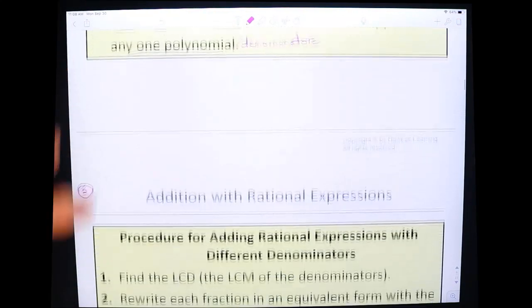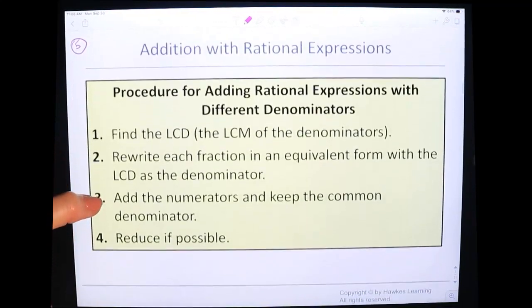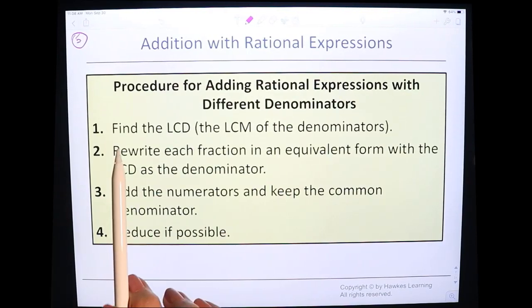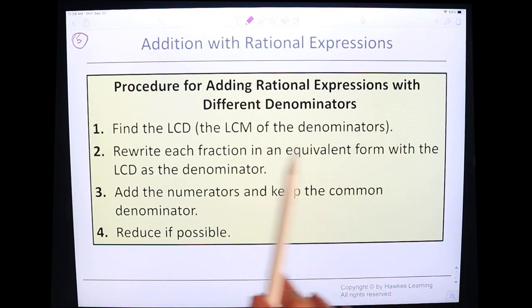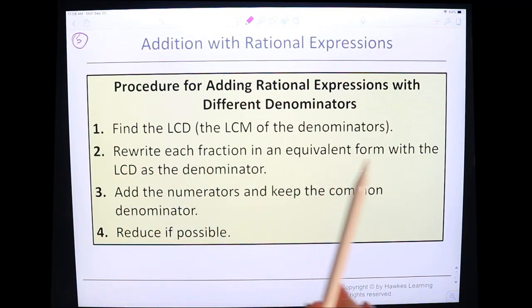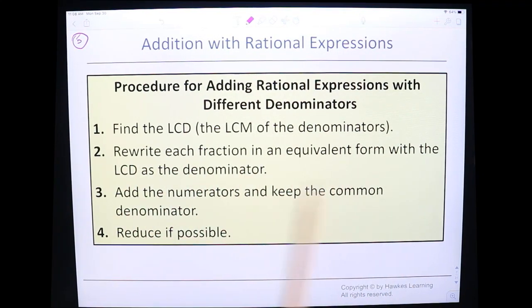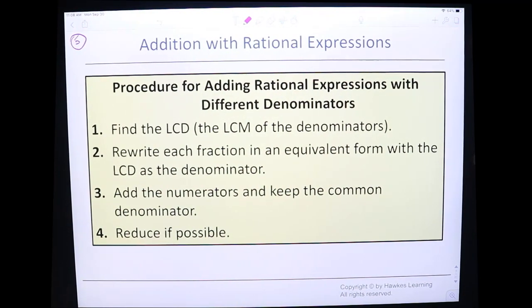All right, so let's see if we can get our steps together and try one. So the first thing I'm going to be doing is finding the LCD. That's kind of the tricky part. Then we're going to rewrite each fraction in an equivalent form with this new denominator. We're going to add the numerators and keep the common denominator. That's what we were doing earlier, and then we're going to see if we can reduce. So 4 important steps there.